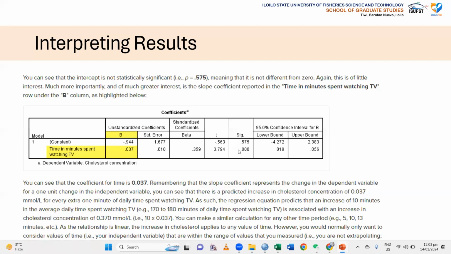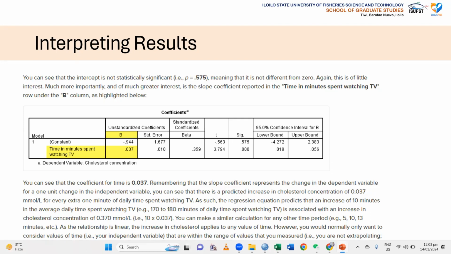So since this one is significant, take note, if it is significant, then it will be part of your equation. But if it is not significant, then usually you do not really place that. There are instances that you don't place it as part of your equation. Take note, they have to be significantly related first. After establishing that they are related, you have to establish if it is a predictor or not a predictor.